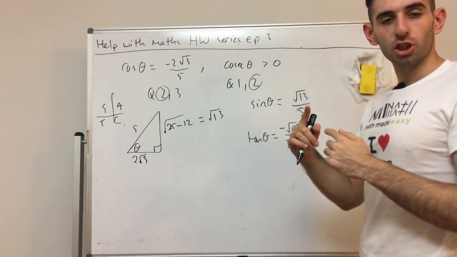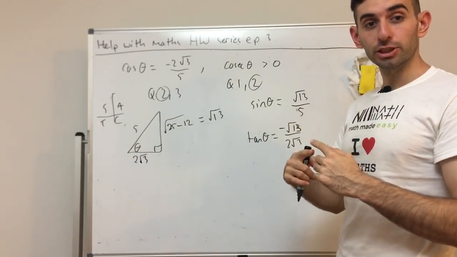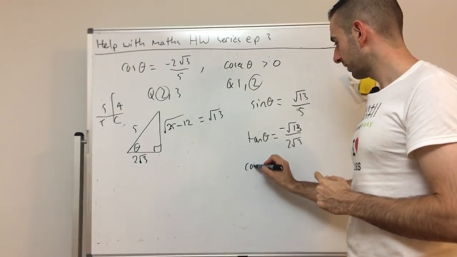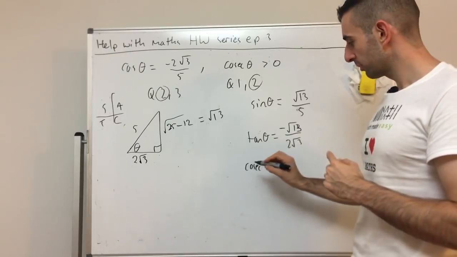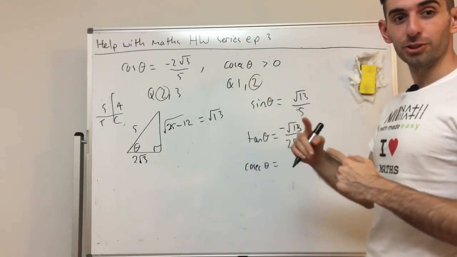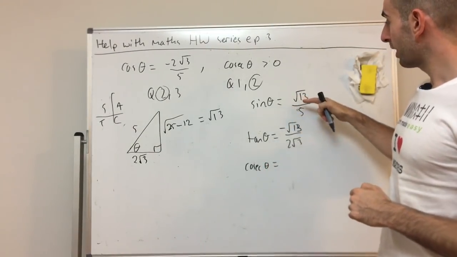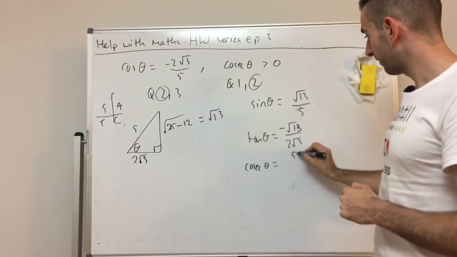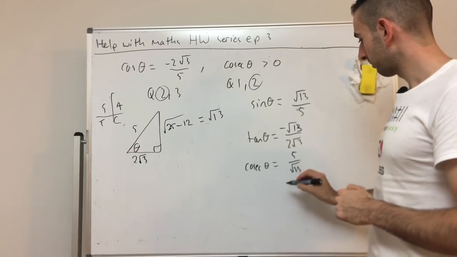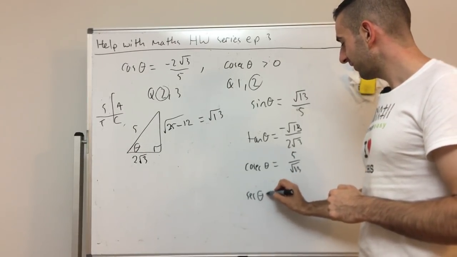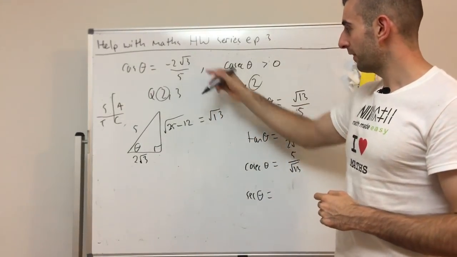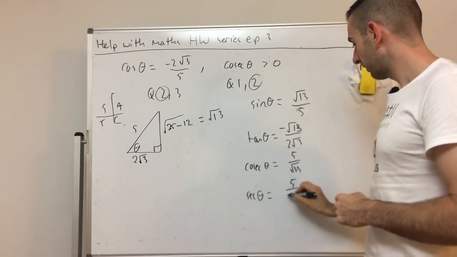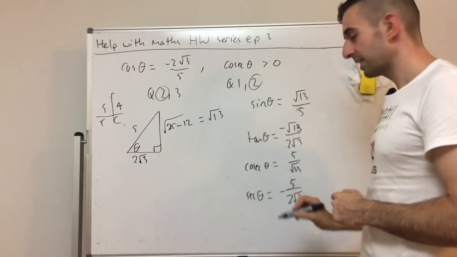So now we need the values of the other 3, the reciprocal ratios. The first one would be cosec theta, which is 1 over sine. We use the third letter to remember that, which I'll do a future video on. So we flip this, and it'll just be 5 over root 13. Then sec theta is 1 over cos theta, so we're just going to flip that: 5 over 2 root 3, and we'll leave the minus at the front.